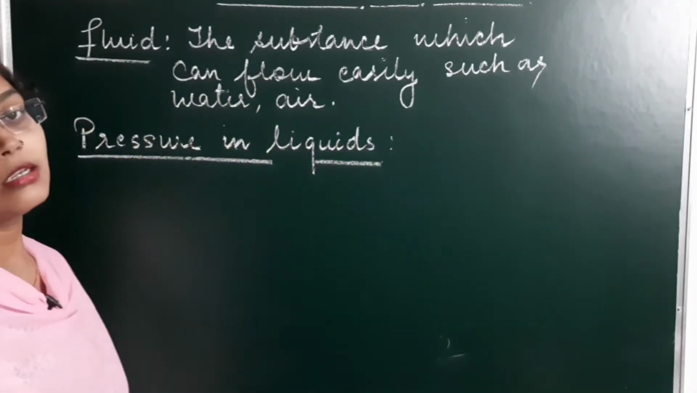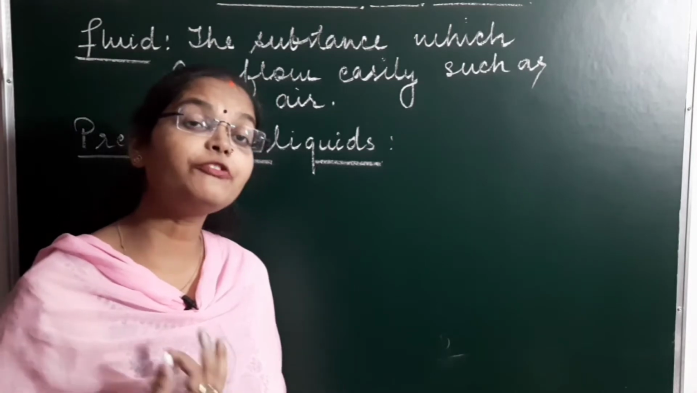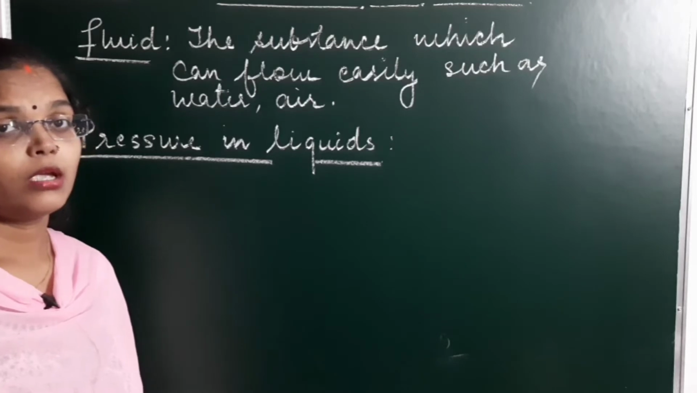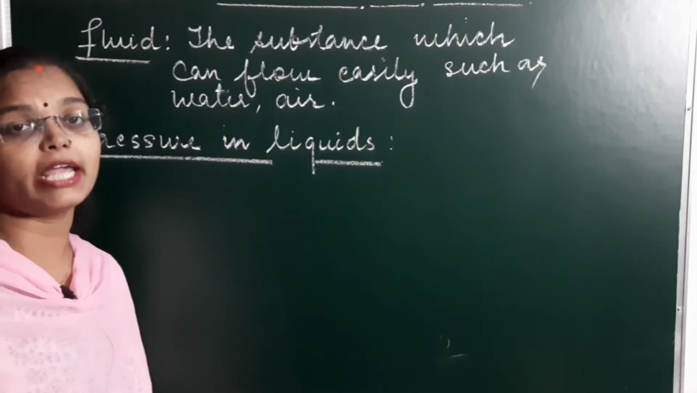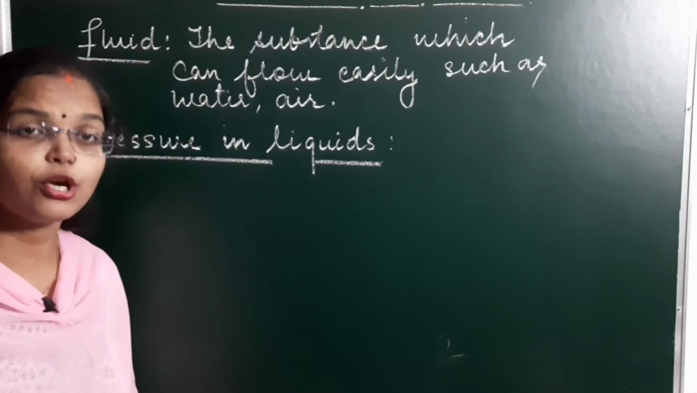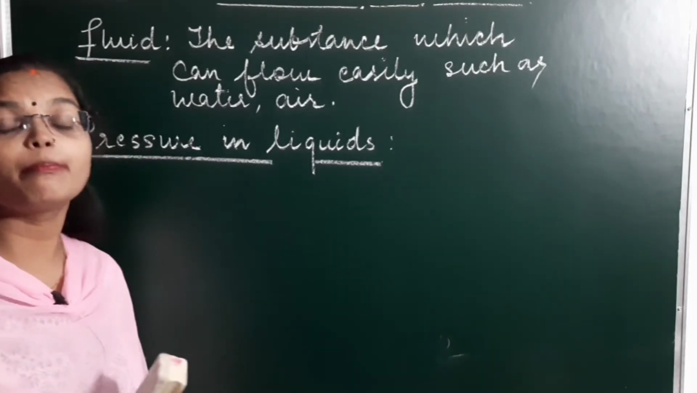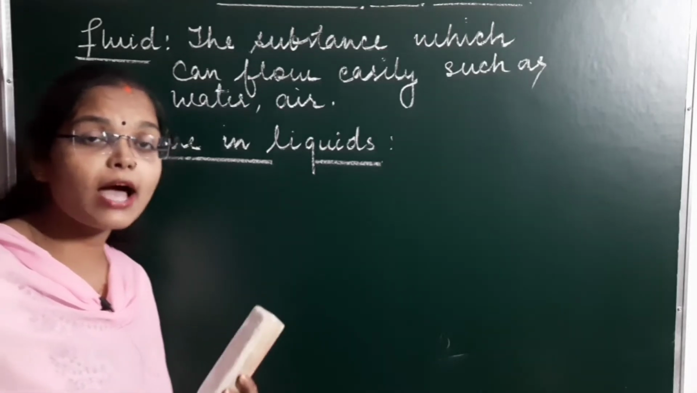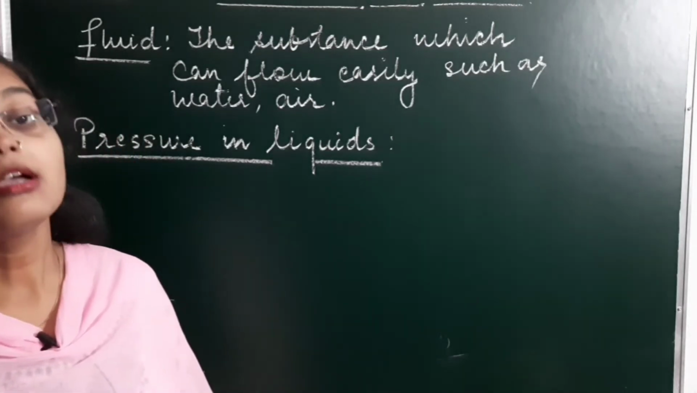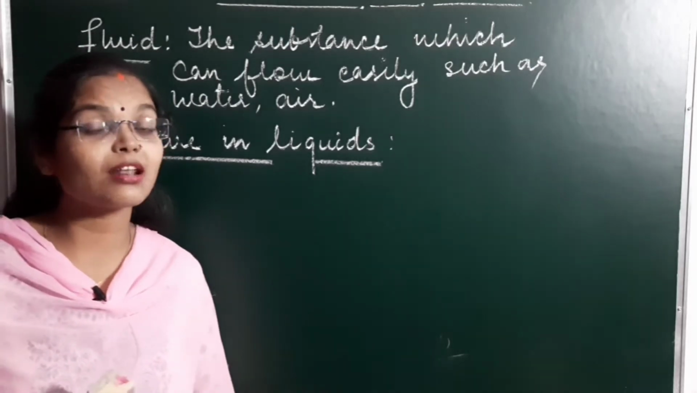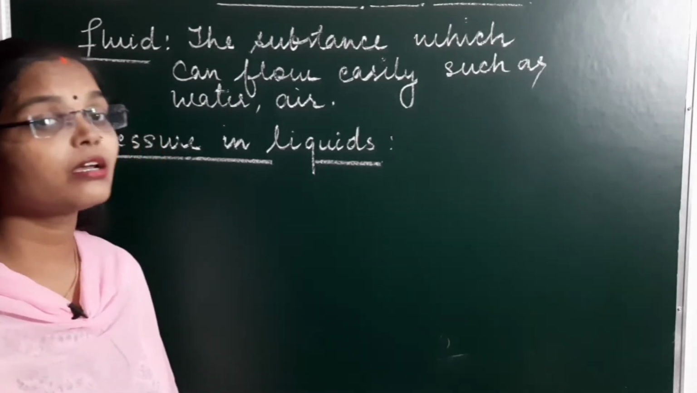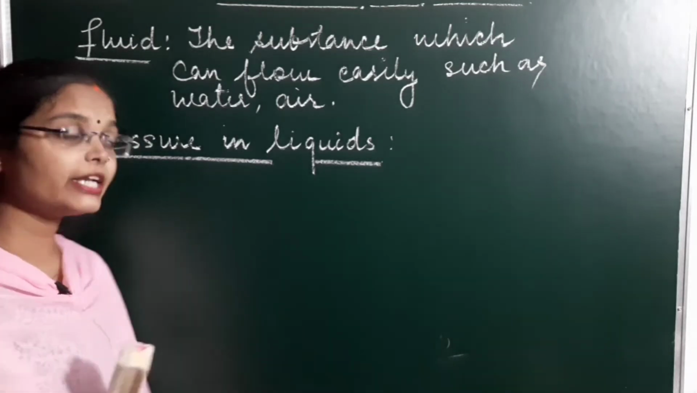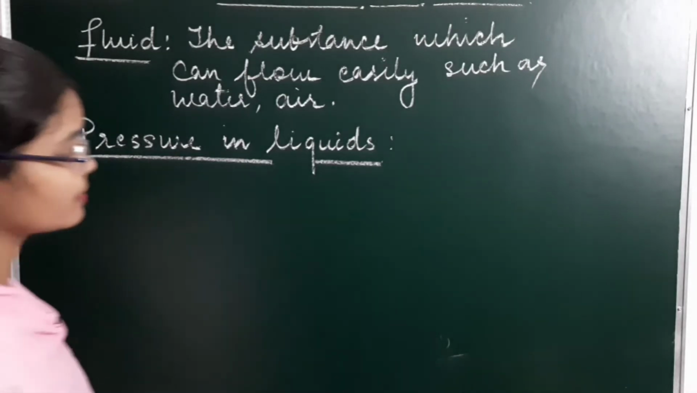You know that solids have a definite shape, but liquids do not have a definite shape. They acquire the shape of the container in which they are kept. So solids have a definite shape, but liquids do not. Therefore, as you have studied in case of solids, pressure is simply thrust per unit area. But here, in case of liquid, the expression will be different. Let us see what the expression will be.